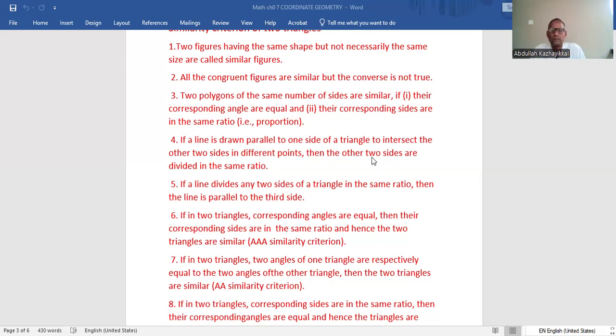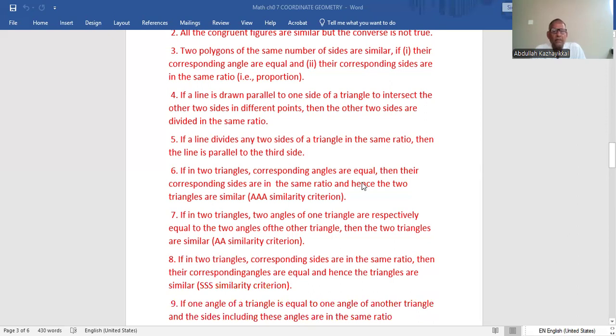Then if a line is drawn parallel to one side of a triangle to intersect the other two sides in different points, then the other two sides are divided in the same ratio. Okay. Now the converse of that: if a line divides any two sides of a triangle in the same ratio, then the line is parallel to the third side. Converse. Okay. Now next one, all of you please. Same ratio, then parallel to the third side.